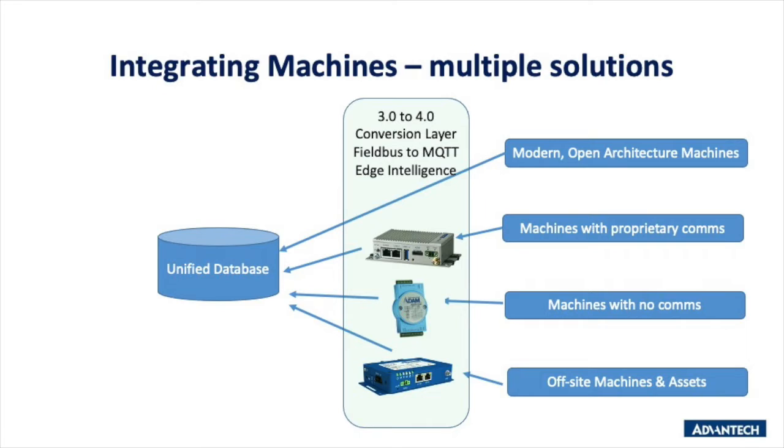And then for machines with no communications, intelligent wired or wireless I/O modules can extract data on machine utilization, machine output, and quality. And then for remote off-site machines and assets, intelligent LTE gateways can integrate them into your systems. I hope that gives you some insights into the world of digital transformation within industrial settings.